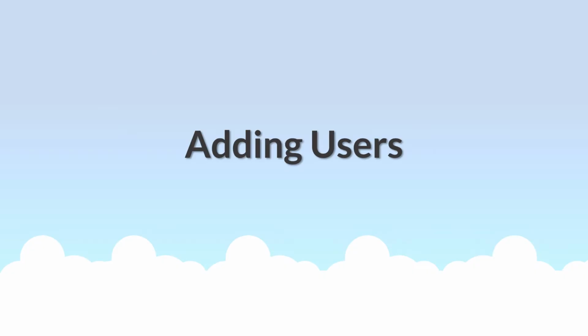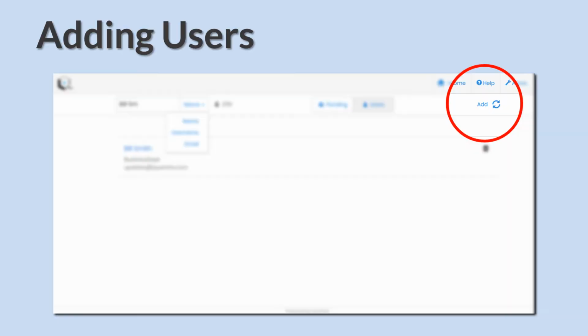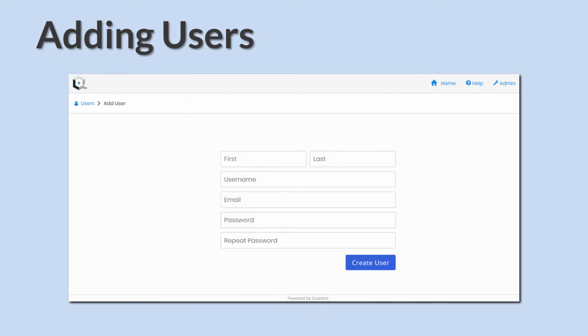Now, let's show you how to add users. Once you've clicked Users from the Admin menu, you'll be able to add new users by clicking Add at the top right of the page. You'll be redirected to the Qloud sign-up form. You can go ahead and create users quickly and easily.